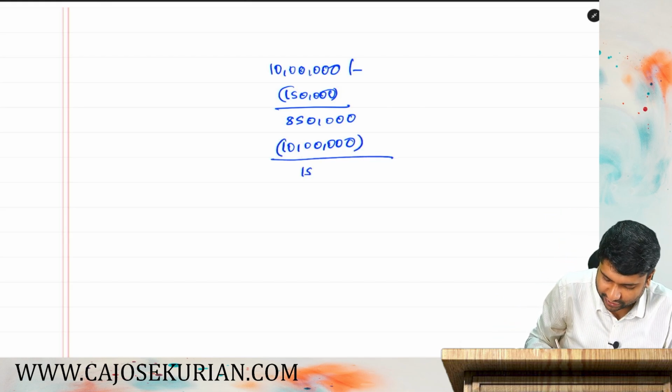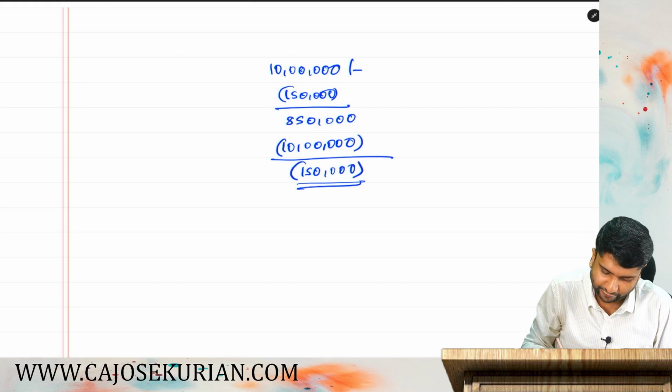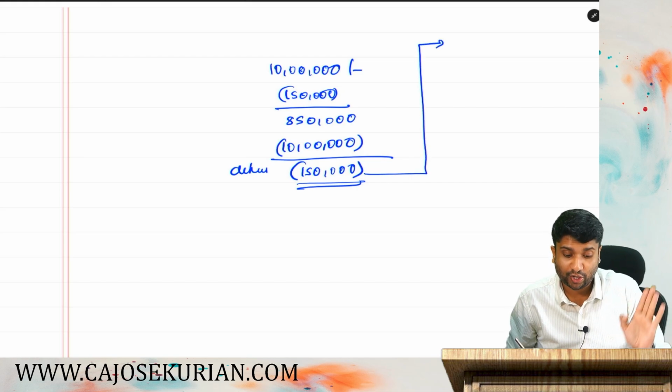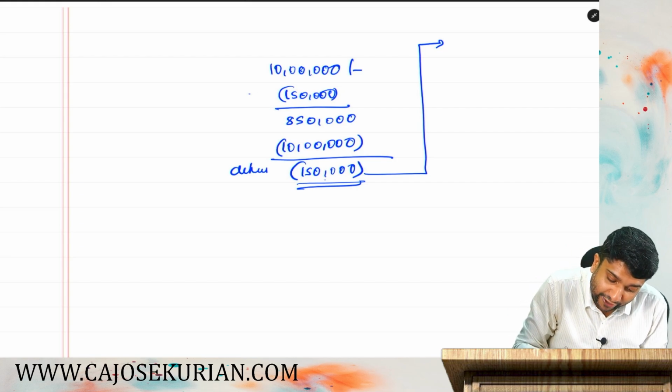Now I'll end up in a deficit. This is called a deficit. Can I carry forward this deficit to the future years and set it off as a loss? No. Because this 1,50,000 in a way you have already deducted.